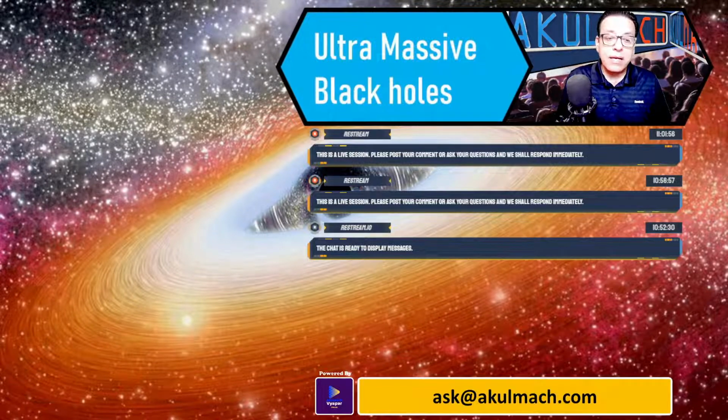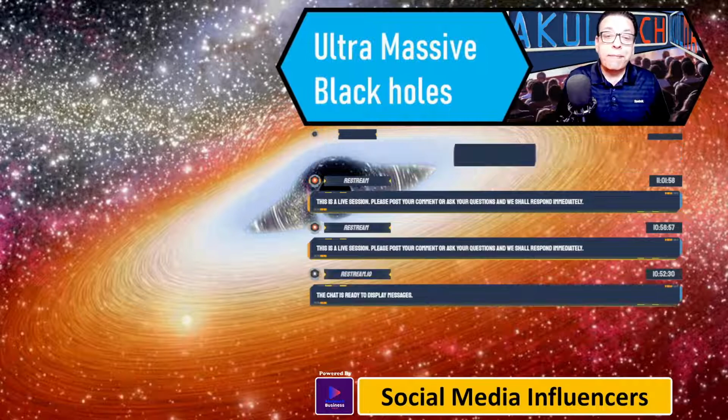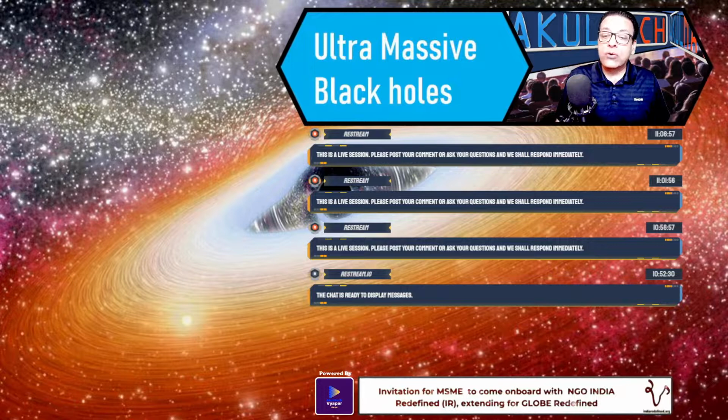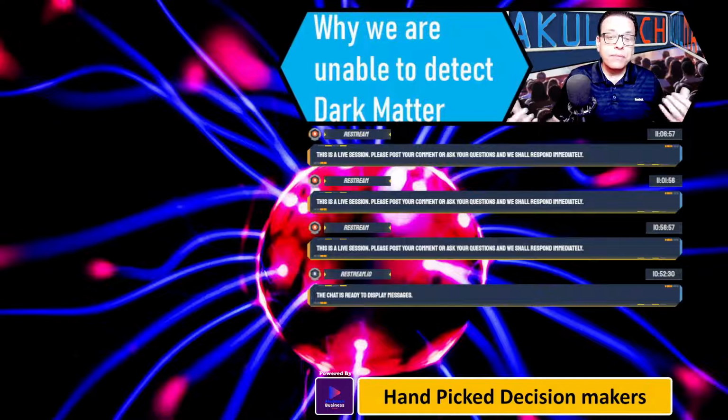So the scientists are now trying to answer these couple of mysteries. First, related to the motion of the stars in the galaxy, they are moving quite rapidly, and second, the formation of supermassive black holes. They're trying to find answers to these two mysteries in the dark matter. And dark matter is something that we do not see, and we do not even detect the dark matter. So why are we unable to detect the dark matter?